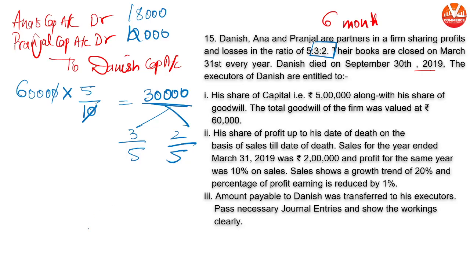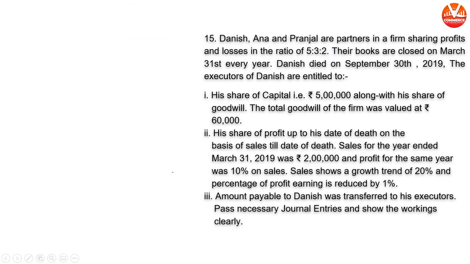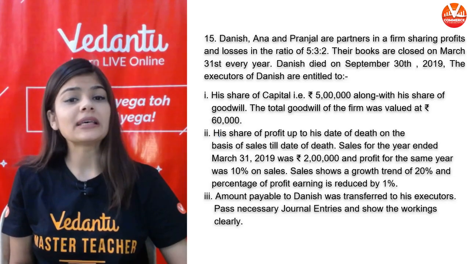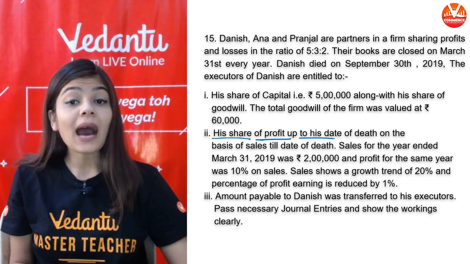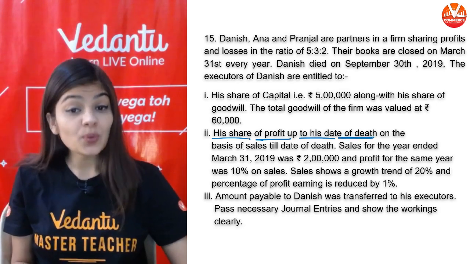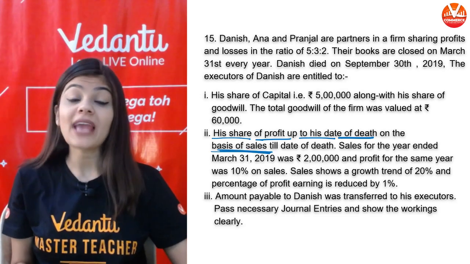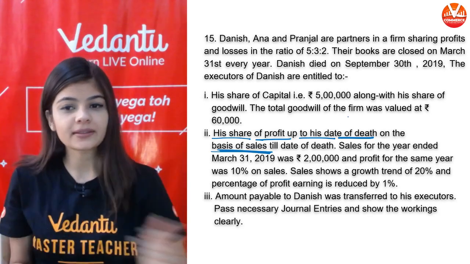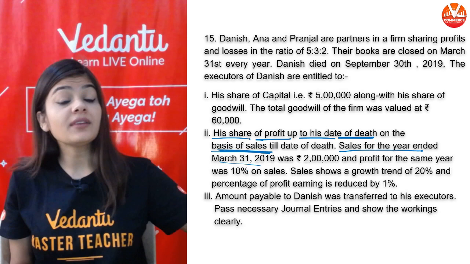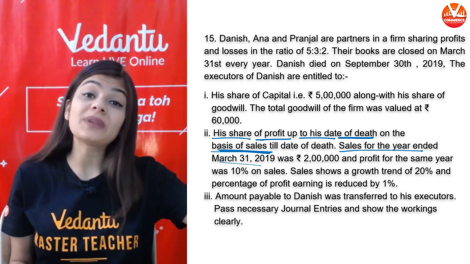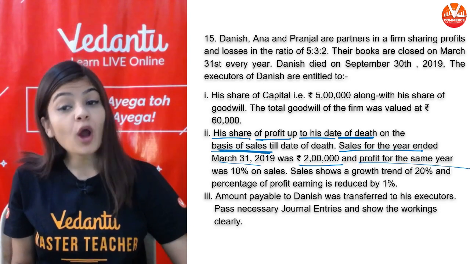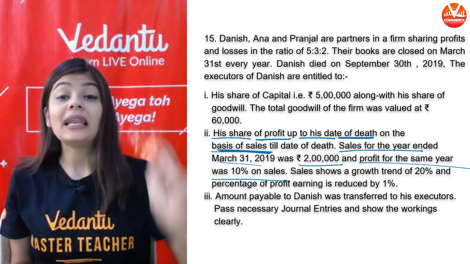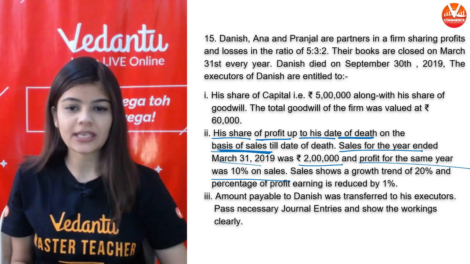After that, coming to the second point. The second point is that his share of profit up to the date of death is to be calculated on the basis of sales. We have to use the sales basis method to calculate his share of profit till the date of death. Sales for the year ended 31st March 2019: the sales of the previous year were 2 lakh. Last year's sale was 2 lakh. Last year profit was 10% on sale.